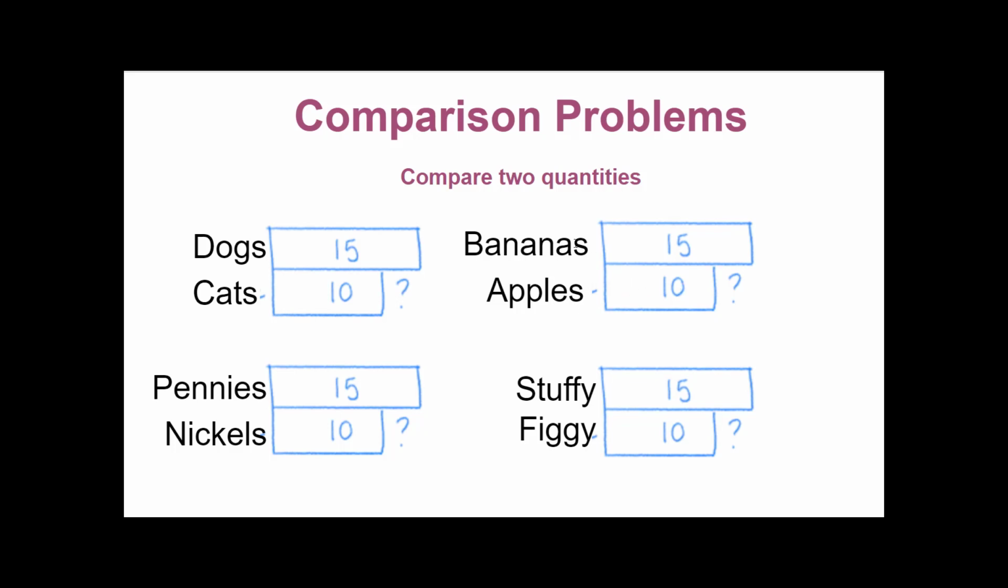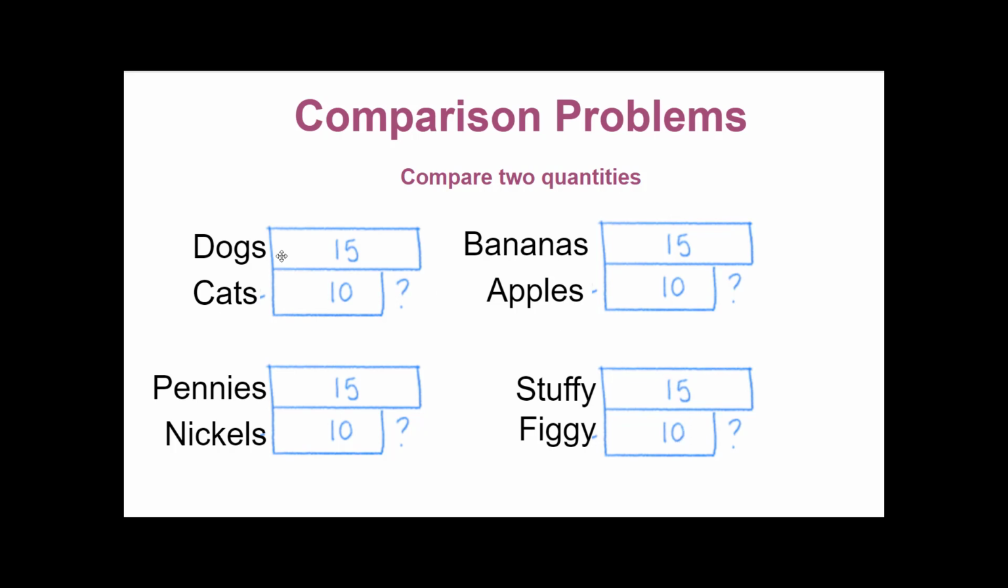Now remember, I can be comparing two different sets of objects, or I might be actually comparing the measurement of an object. So I might be saying Stuffy and Figgy are my kids' miniature horses. So I could be saying Stuffy is 15 hands tall. That's a measurement. And Figgy is 10 hands tall. How much taller is Stuffy than Figgy? Or I could say it in reverse. Stuffy is 15 hands tall, Figgy is 10 hands tall. How much shorter is Figgy than Stuffy? Okay, this time I'm talking about not the quantity, but the height of Stuffy and Figgy.